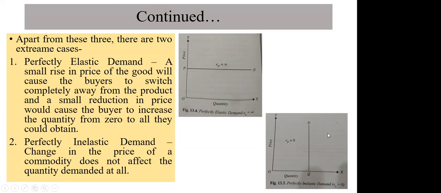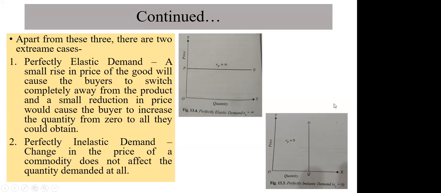Because if we look at the particular definition of the coefficient, we can see that in the numerator there is the percentage change in quantity demanded. Since it is zero, there is nothing we can do to increase or decrease the quantity demanded. So the elasticity becomes zero. And in this case, the demand curve becomes vertical to the x-axis.